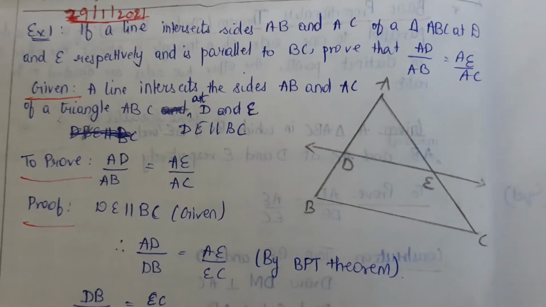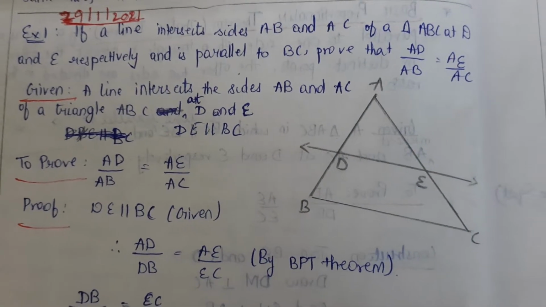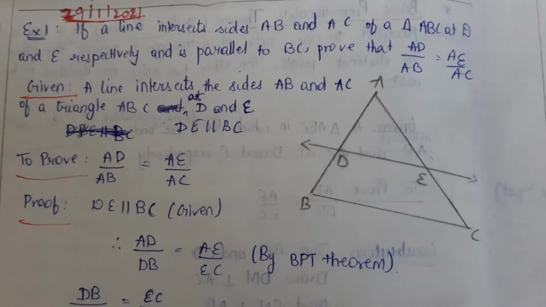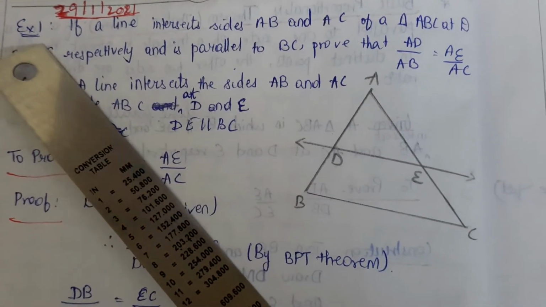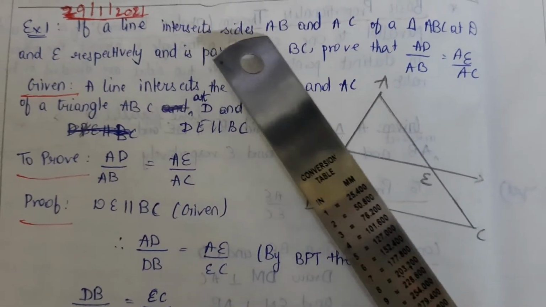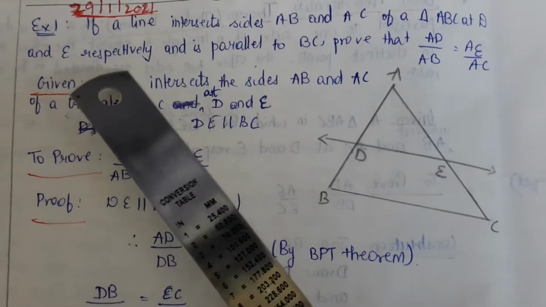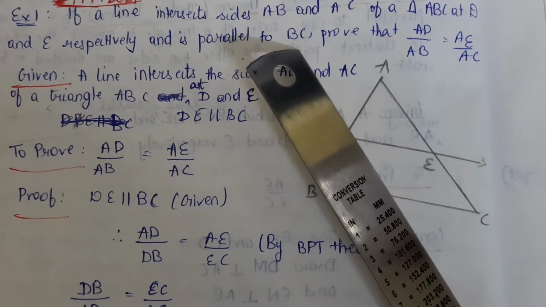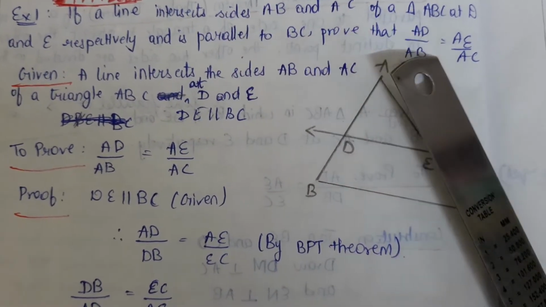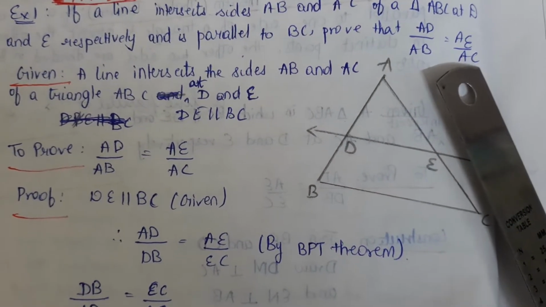Dear children, today we are going to solve the example problems in the lesson triangles. Now let us take example 1. If a line intersects sides AB and AC of a triangle ABC at D and E respectively and is parallel to BC, prove that AD by AB is equal to AE by AC.